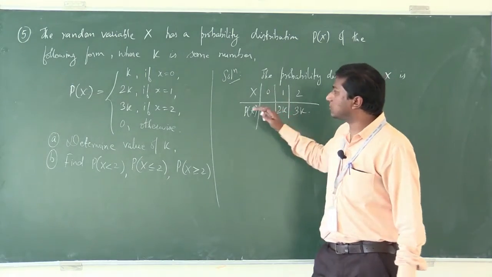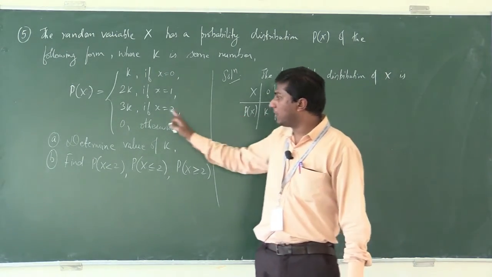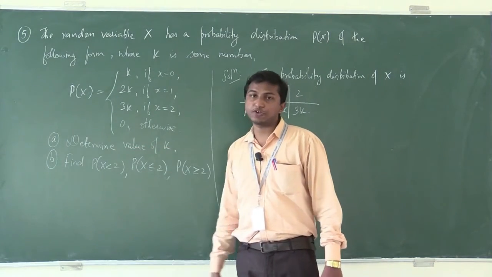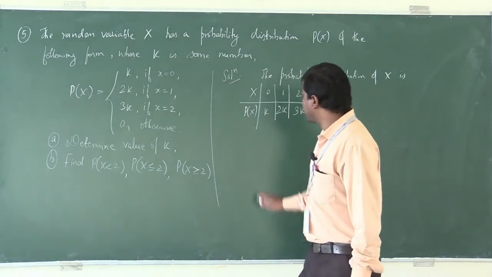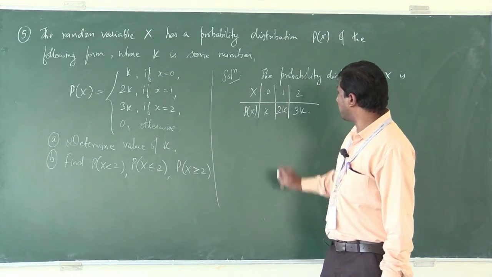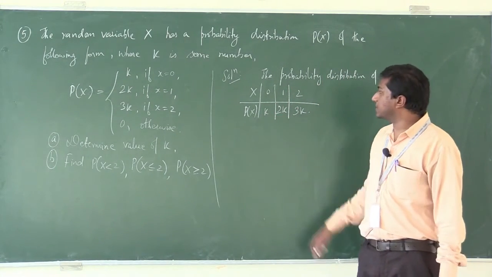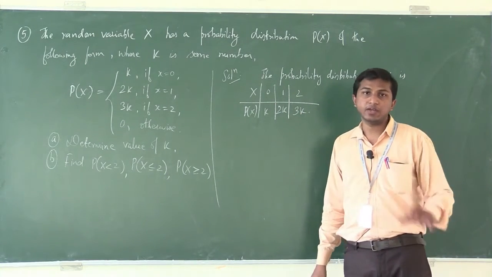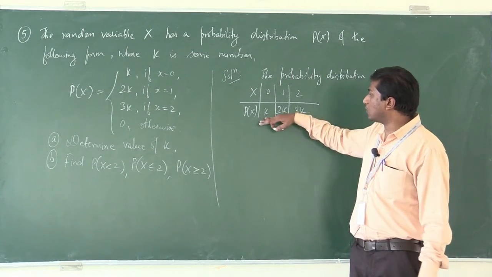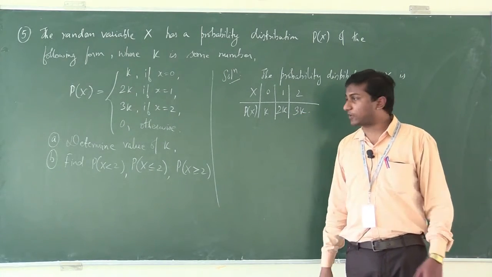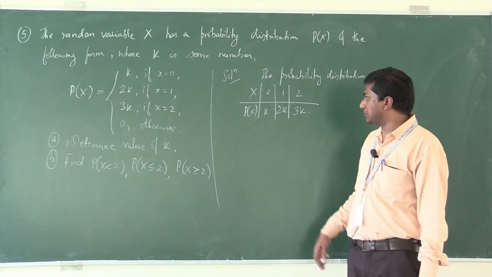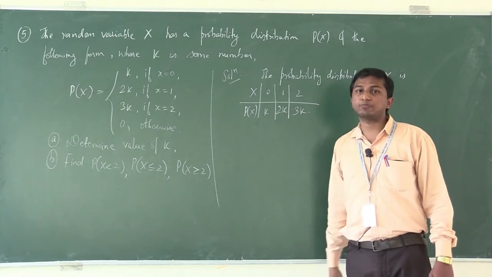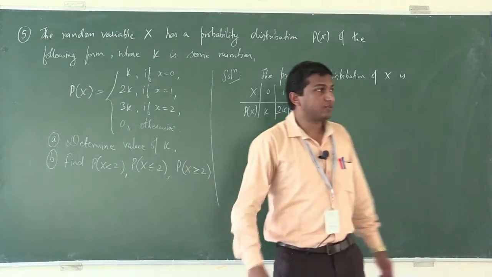Okay, now that we have written the probability distribution in tabular form, we will start to find out the first question, that is determine value of k. Again, just like the previous problem, the first condition of probability is that every probability must be a number between 0 and 1. That will not help us to find out value of k. So we'll use the second condition, that is when you add all the probabilities, it must add up to the number 1.